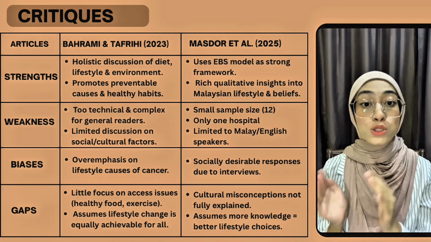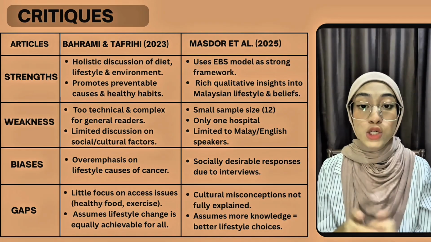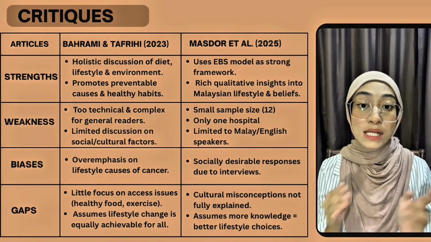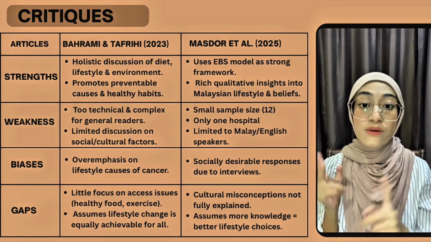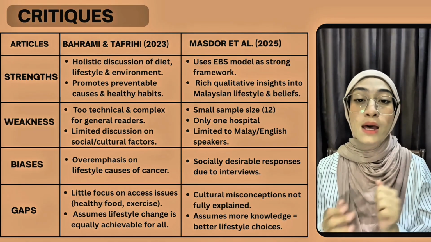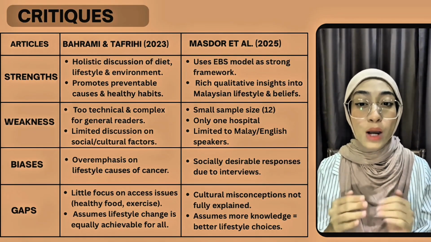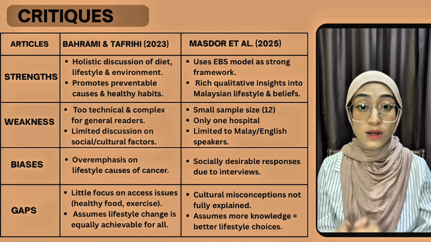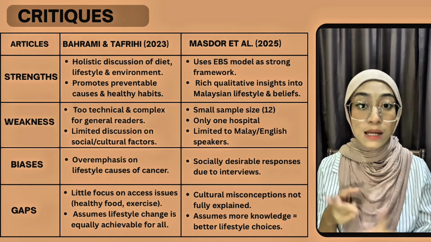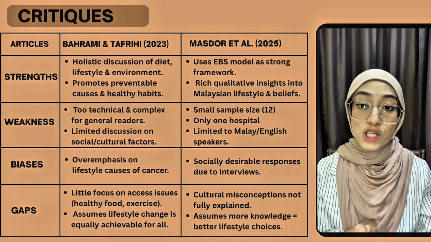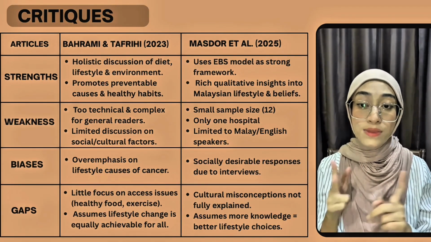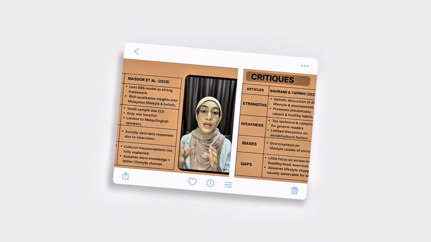the ecobiosocial framework, which helps explain cancer risk through biological, social, and environmental factors. The qualitative interviews also provide rich insight into Malaysians' cultural beliefs and daily lifestyle habits. But the weaknesses include the very small sample of only 12 participants from one hospital, which limits how far we can generalize the findings. It also relies on self-reported information, which may be influenced by memory mistakes or socially desirable answers. The study also leaves gaps such as not fully explaining cultural misconceptions about food and assumptions that if people know more, they will automatically make healthier choices.